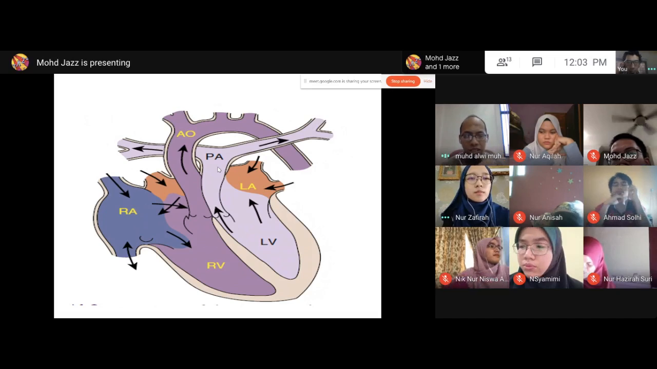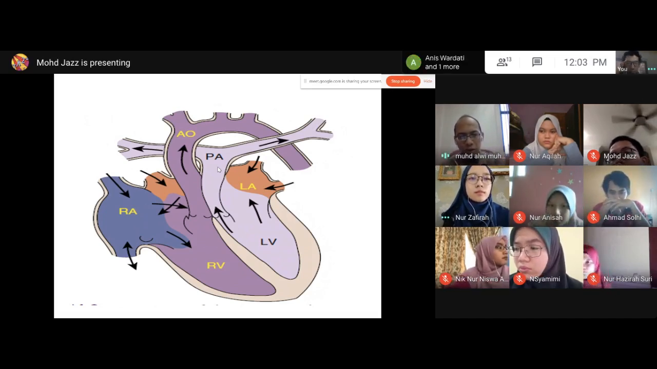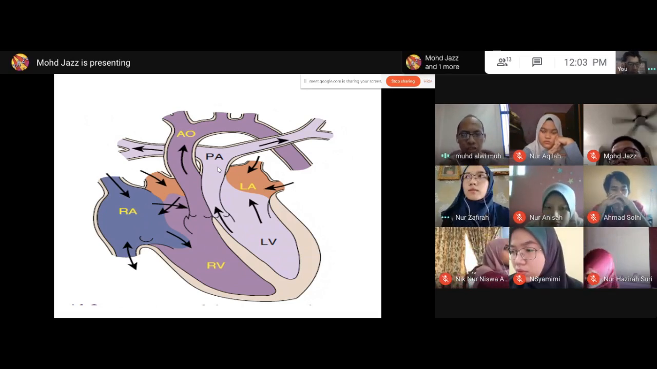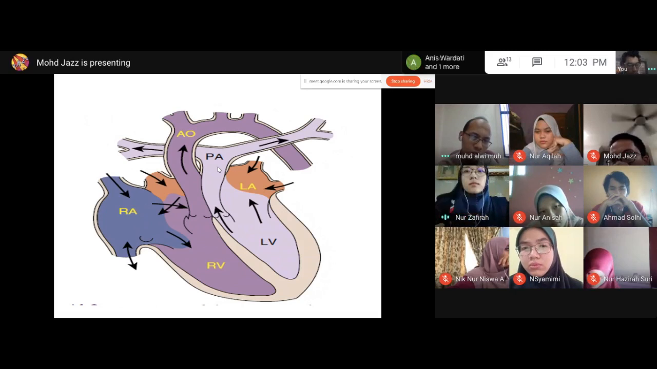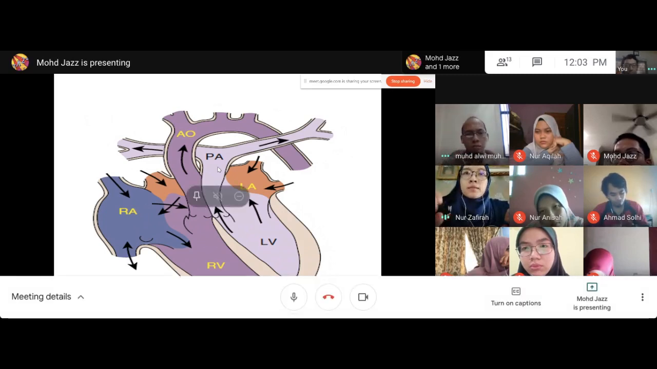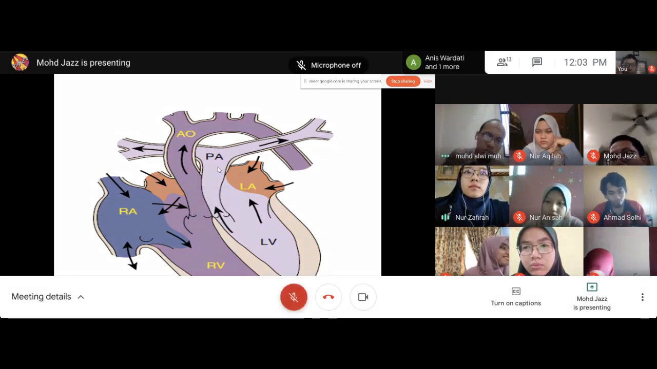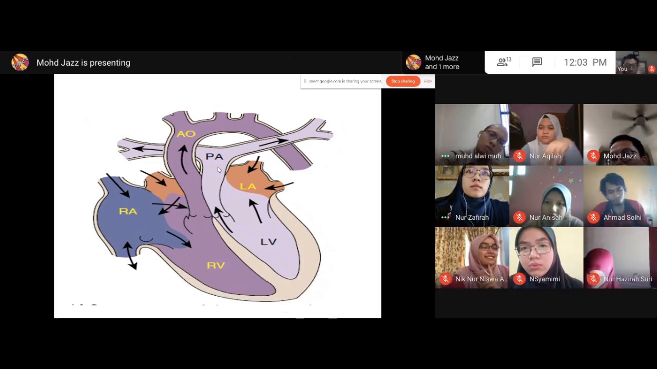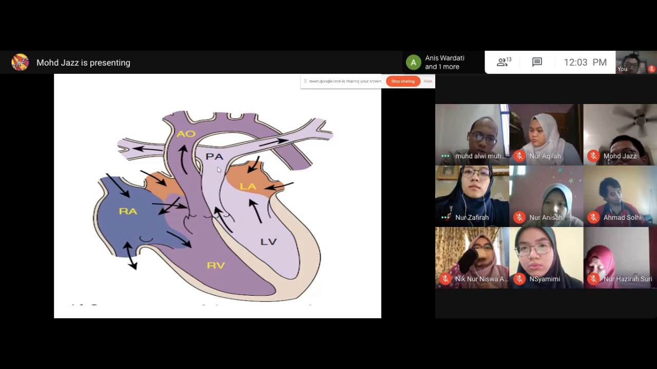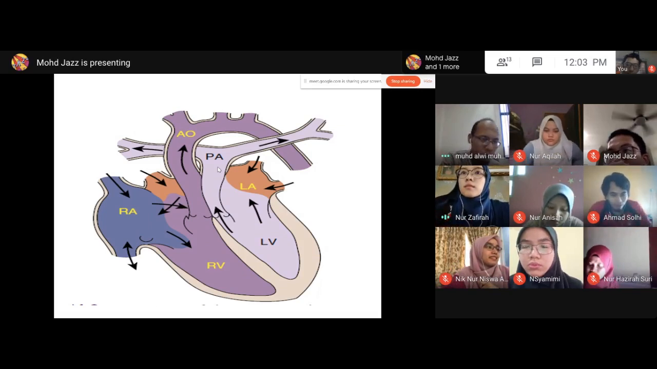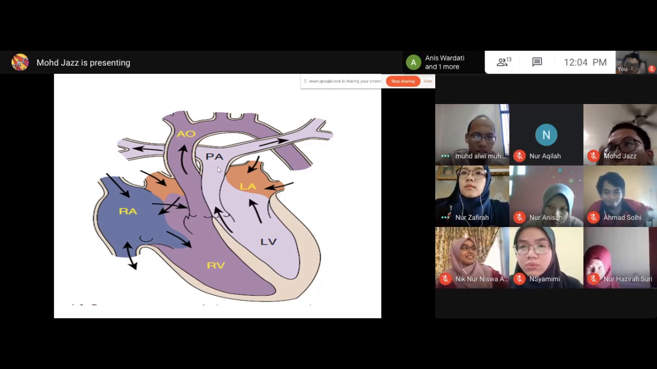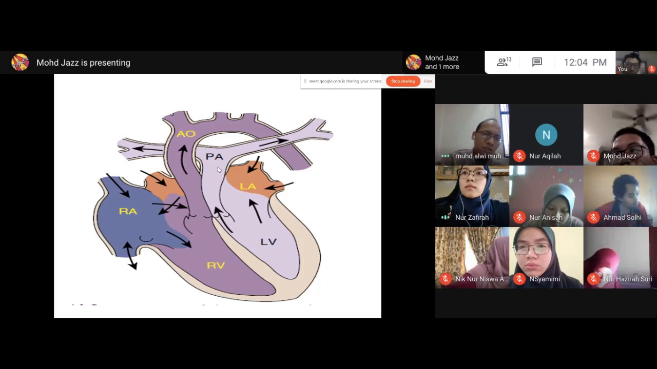In your question, CCTGA means the right and left ventricles are also switched. So the left ventricle will supply the aorta, both switch. This one is actually congenitally corrected. This one is CCTGA. I think this diagram is a bit weird.